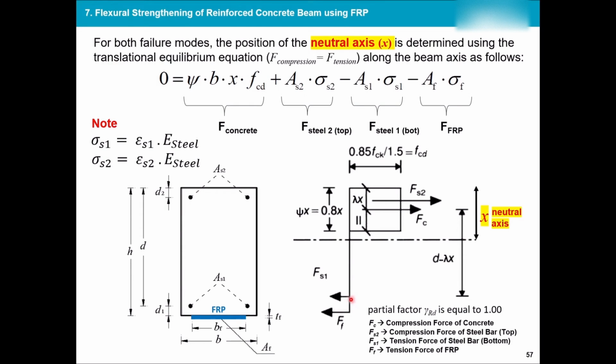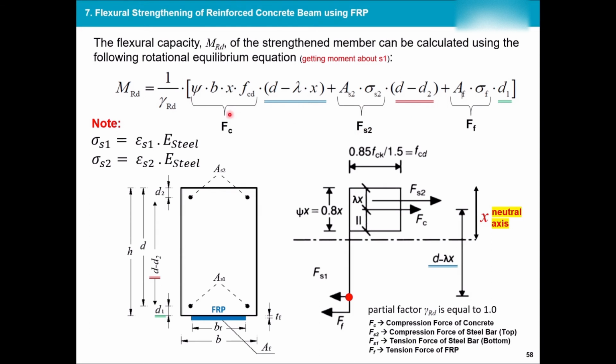So let's get a moment along this point, meaning this force times its distance, this force times its distance, and this force times its distance to this point. Then this formulation will change to moment equals force times distance, force times distance, force times distance. Now, this is that moment.